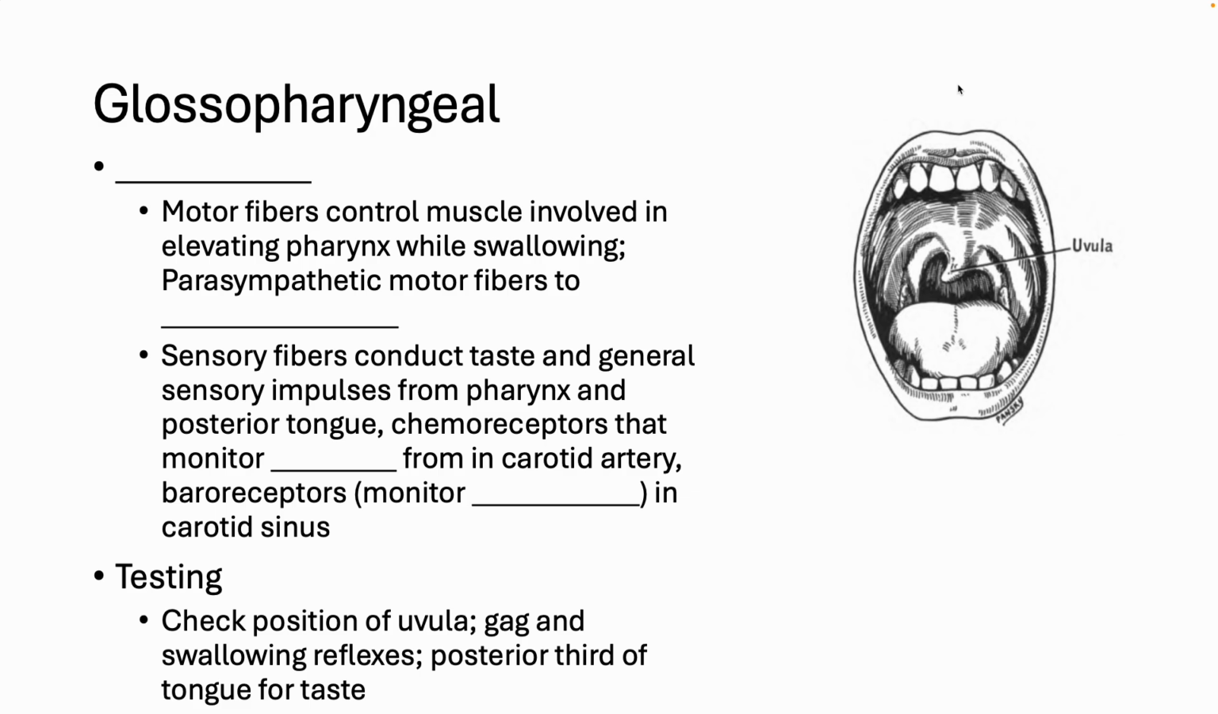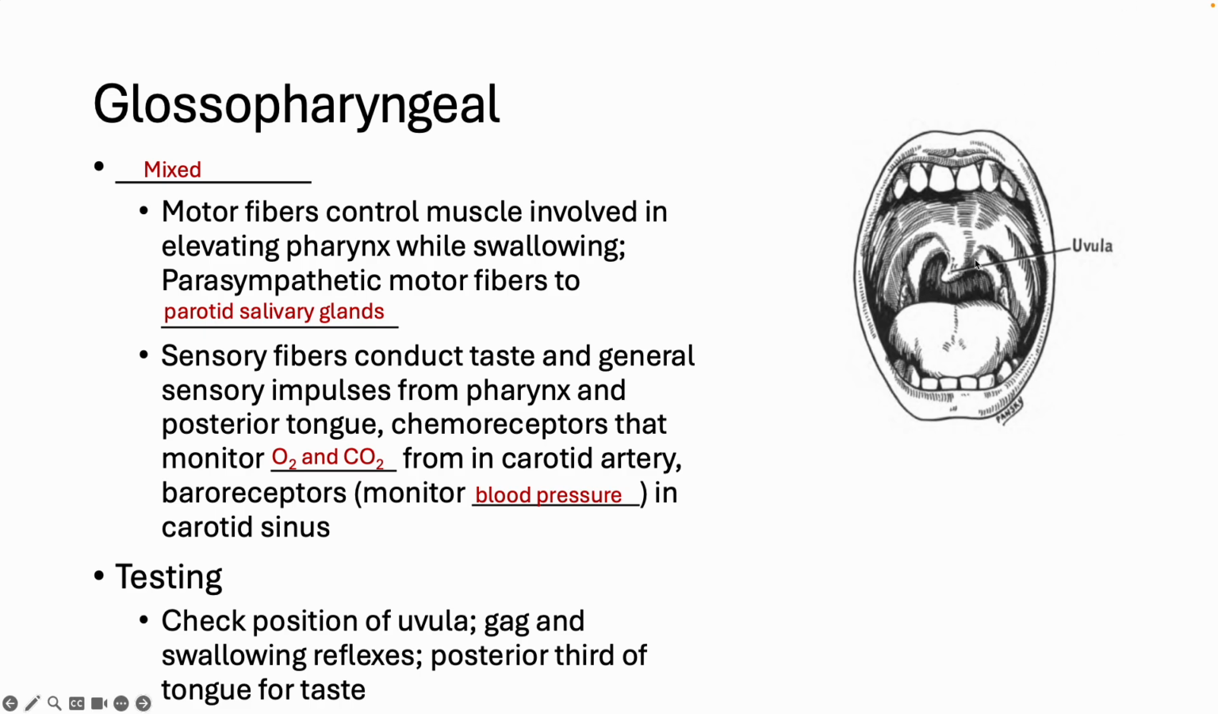The glossopharyngeal, this is mixed. It contains motor fibers that control the muscles involved in elevating the pharynx while swallowing, and parasympathetic motor fibers that go to the parotid salivary glands. Sensory fibers conduct taste and general sensory impulses from the pharynx to posterior tongue. Chemoreceptors that monitor O2 and CO2 from the carotid artery, and baroreceptors, which monitor blood pressure, are also found in the carotid sinus. So testing, you look for the position of the uvula.